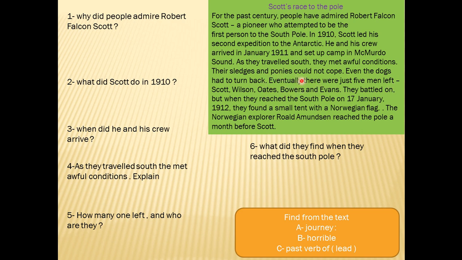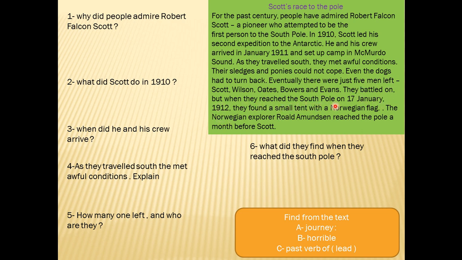Eventually, it is an adverb. There were just 5 men left. Scott, Wilson, Otis, Powers, and Evans. They battled on. They struggled. They fight. Battled on.